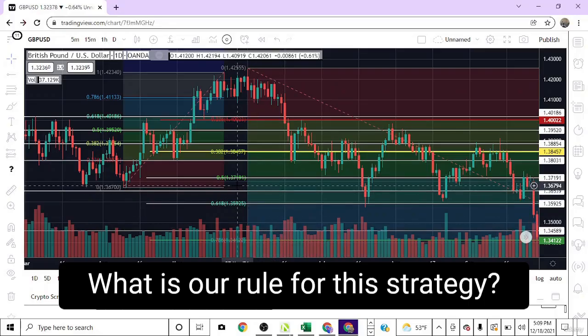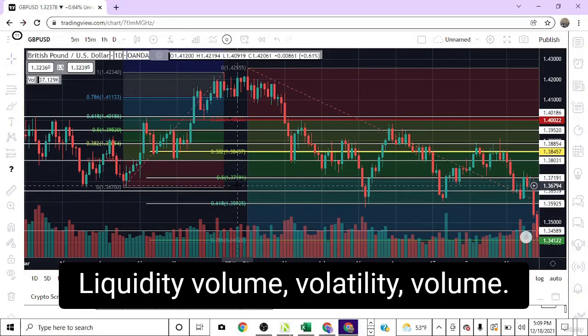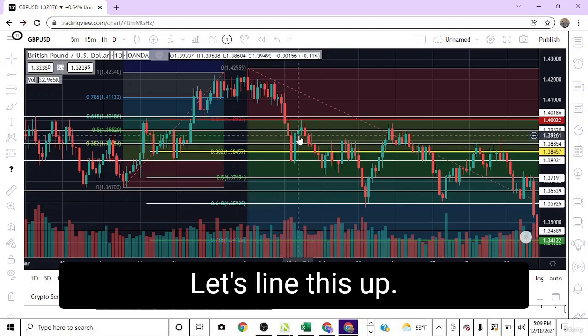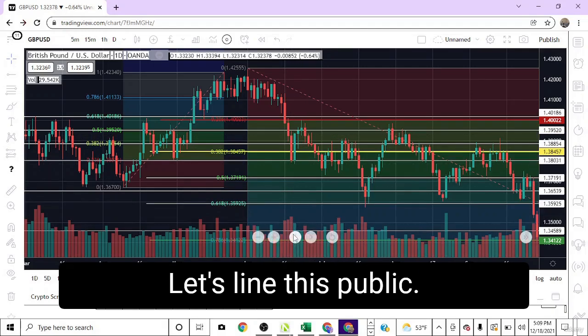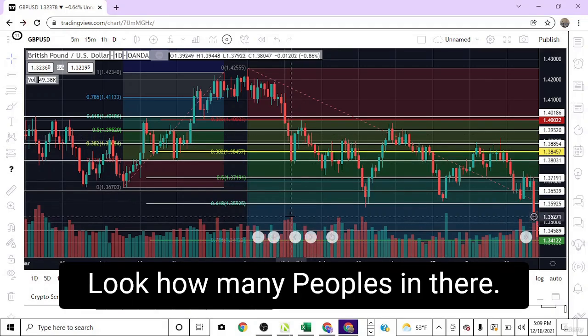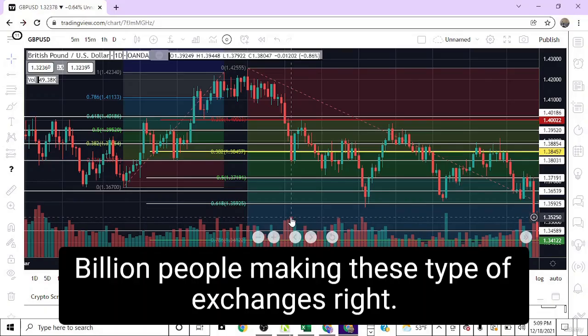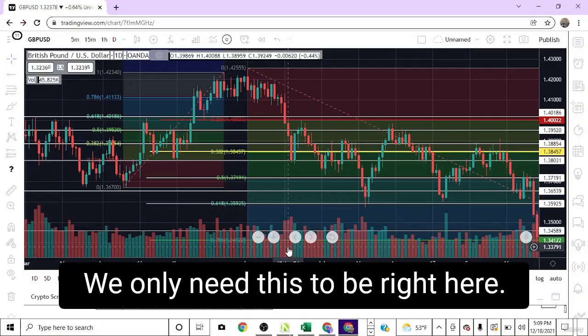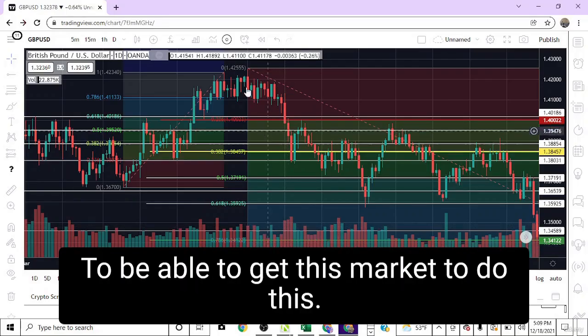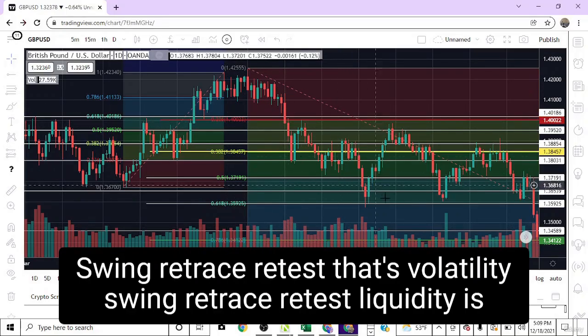What is our rule for this strategy? Liquidity, volume, volatility, value. And let's look at that for a minute. Let's line this up. Ooh, look how many people are in there. Remember, this type of line could be a possible billion people making these types of exchanges, right? We only need this to be right here to be able to get this market to do this. Swing, retrace, retest. That's volatility.